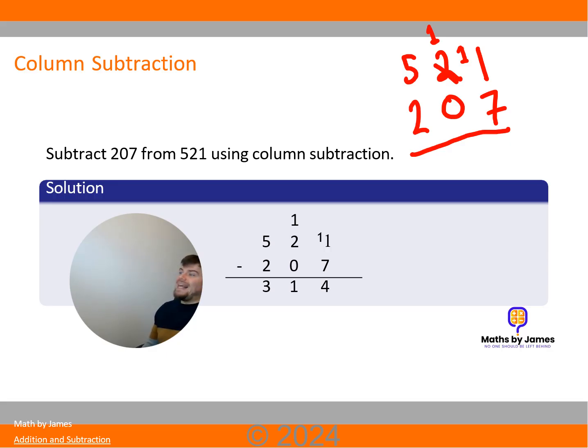So now we have 11 take away 7, and that gives us 4. Then we go to our tens column. So in our tens, 1 take away 0 is 1, and 5 take away 2 is 3. So this is 314. Do reach out if you need any help and support.